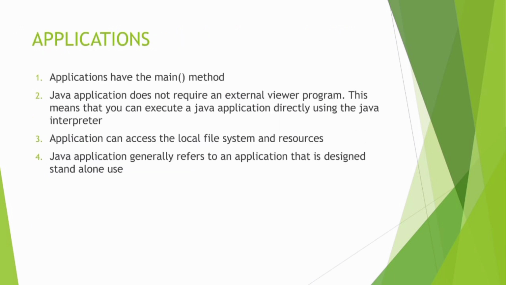Now, applets versus applications. Applications have the main method, unlike applets. Next, a Java application does not require an external viewer program. This means that you can execute a Java application directly using the Java interpreter. Applications can access local files, the system, and resources. And lastly, a Java application generally refers to an application that is designed for standalone use, unlike applets.